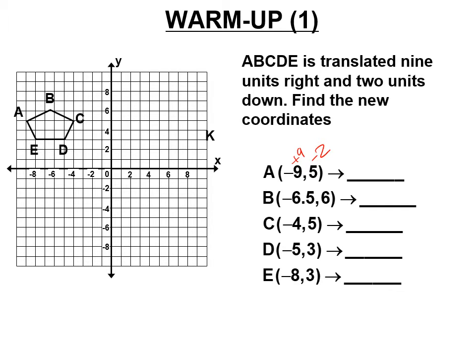So A should end up at 0, 3. Let's see if that's right. Well, from -9 to 9 gets you to 0 for sure. And then we're going 3 down. 1, 2, 3. Oops, I was at 5 and I went down 2. It says down 2 units. So yes, I end up at 3. There's where A prime is.